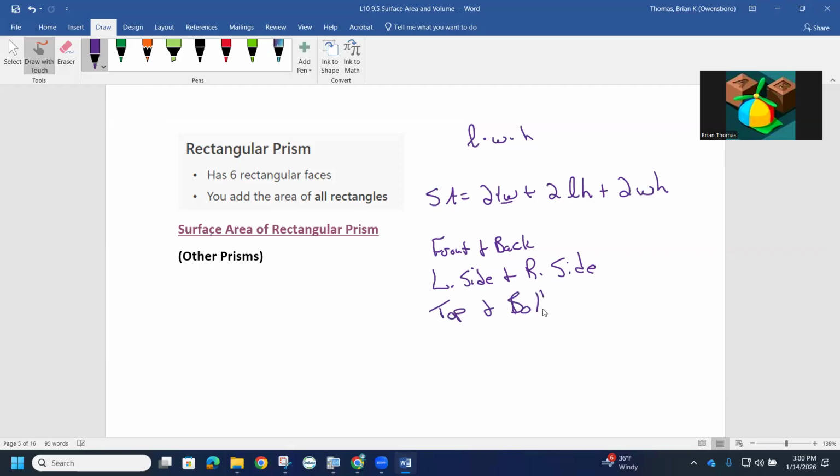So as long as you can figure out what dimensions represent the front, those same dimensions are going to represent the back. Whatever dimensions represent the left are going to be the same dimensions that represent the right. Whatever dimensions represent the top will represent the bottom. So you can use that as a format to do that.